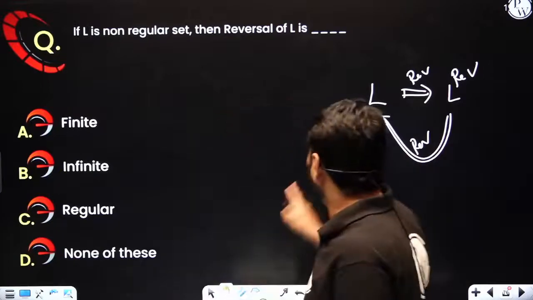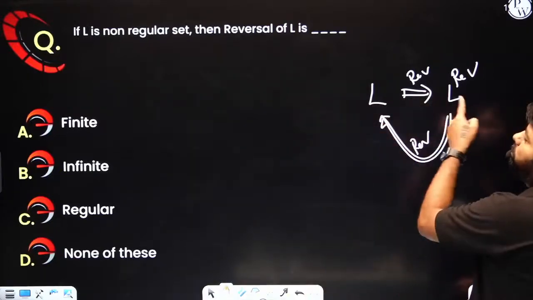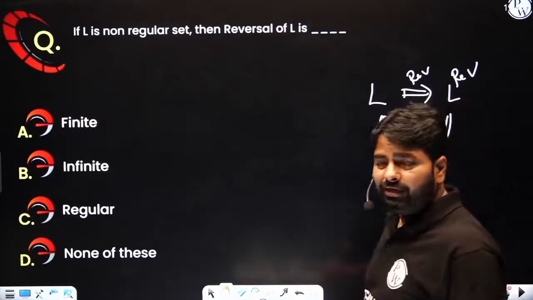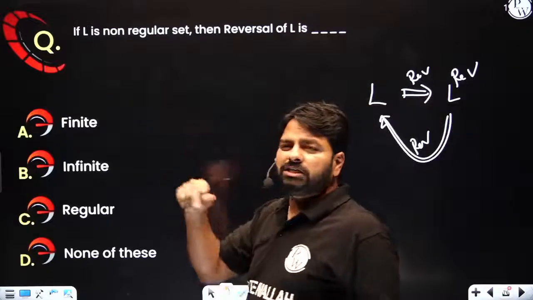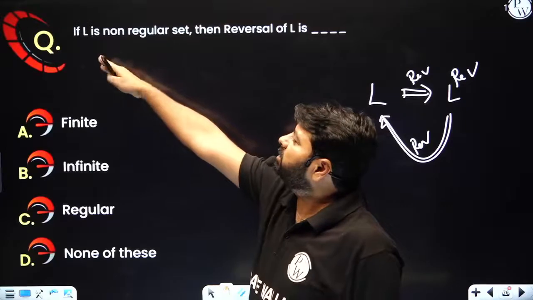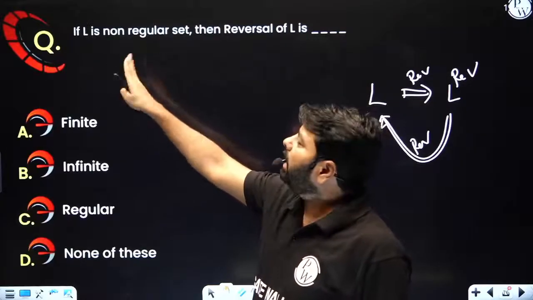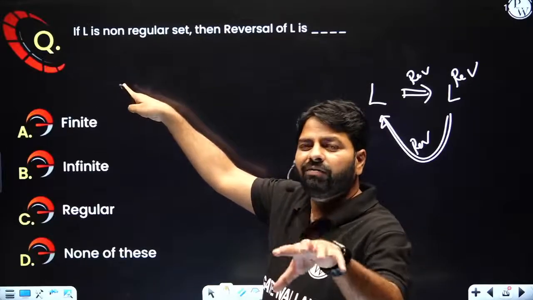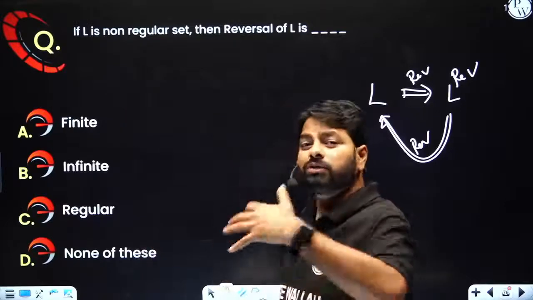Because if any one of them is regular, we have an algorithm to do the reversal, right? To understand what I'm trying to say, it's similar to the complement concept. It's not just if-then. You can say L is non-regular if and only if the reversal is non-regular. You can use that word too.